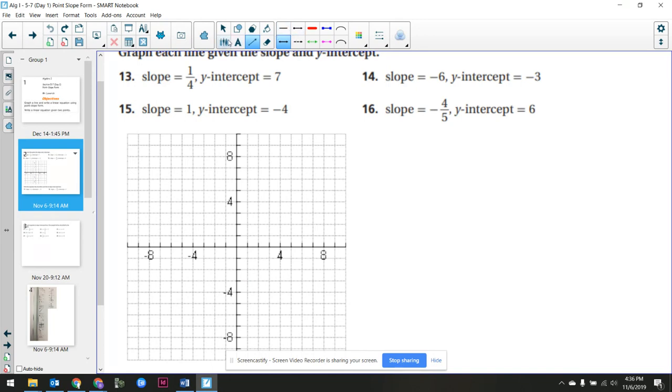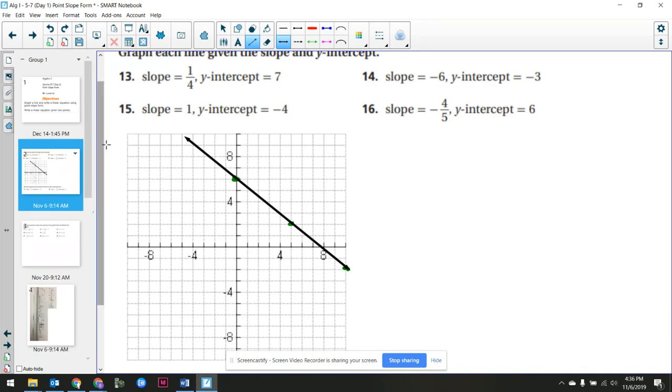And here is 16. Get a different color here. 16, y-intercept is +6. Slope is -4/5. So I could go down 1, 2, 3, 4, right 1, 2, 3, 4, 5. Down 4, right 5. Get my line tool. There you go. And there's 16. Okay, so there's 13 through 16.